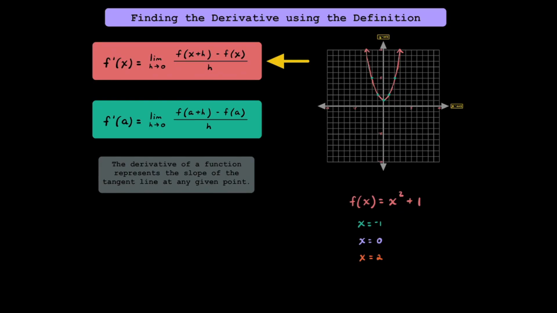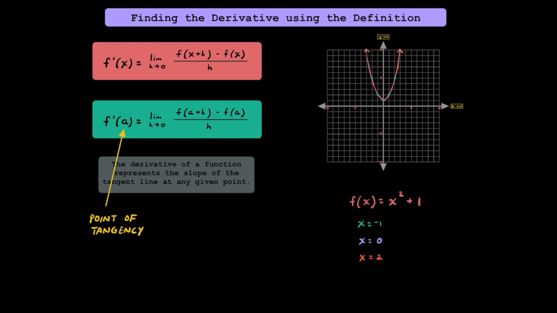By definition, I'm referring to this formula here and this formula here. It's important to know that these two formulas or definitions are different versions of the same thing. Notice how the formulas are identical besides the x and the a being swapped out for each other. While the x represents any possible x value on the function, the a represents a specific point that we're talking about.